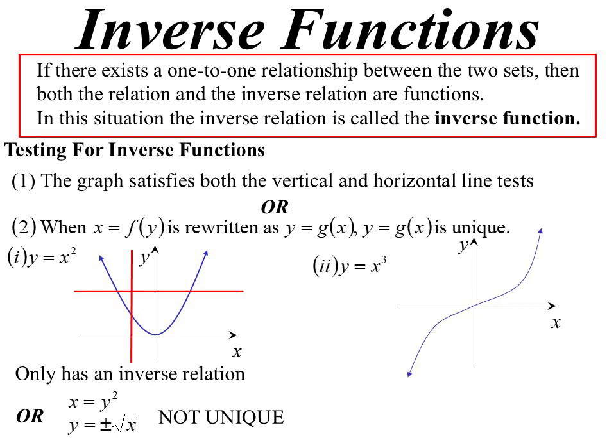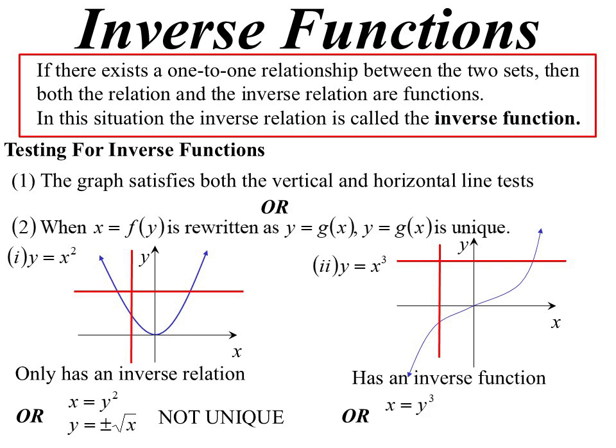There's a very dodgy y equals x cubed. But alright, our cubic, yes, it would satisfy the vertical one. It would also satisfy horizontal, no matter where we place it. So yeah, that would have an inverse function. If I was to look at it algebraically, x equals y cubed, well then y is the cube root of x, and if we're just dealing with real numbers, there is only one cube root of x. So it is unique.